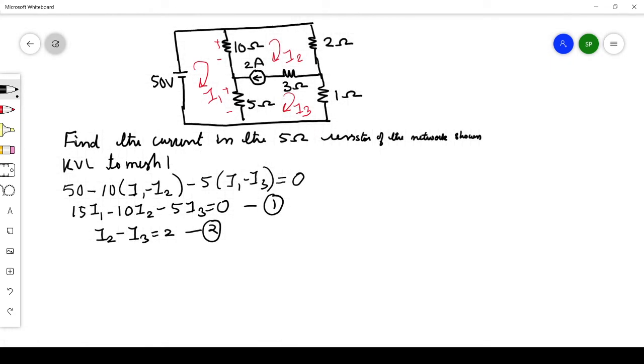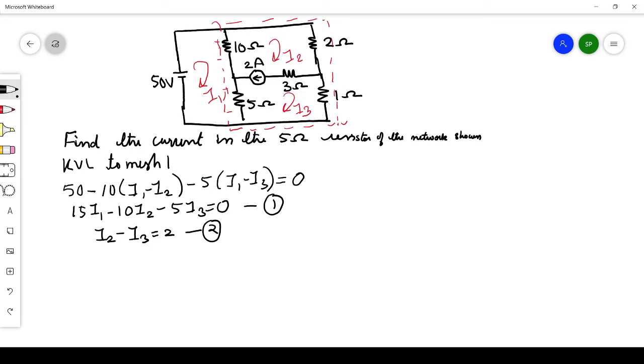Okay, now what we do? We have to write the equation for the supermesh. Supermesh means the mesh formed by mesh 2 and mesh 3, removing this 2 ampere source. So this is the supermesh. I'll just mark this one as our supermesh. The 10 ohm, 2 ohm, 1 ohm and 5 ohm are included in the supermesh, whereas this 2 ampere source and this 3 ohm are not included in that mesh.